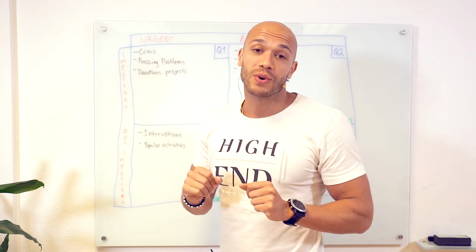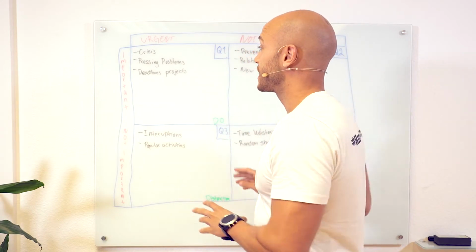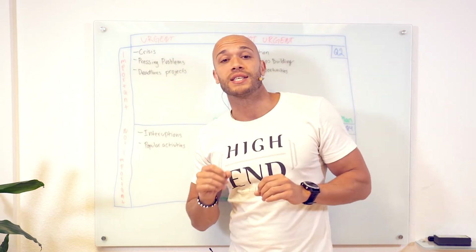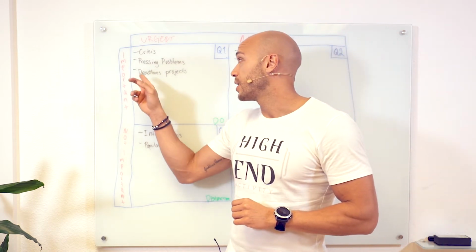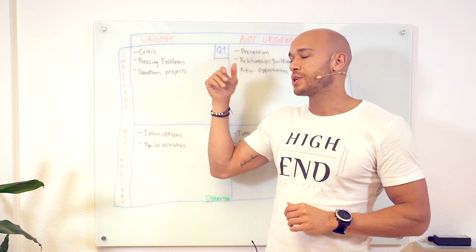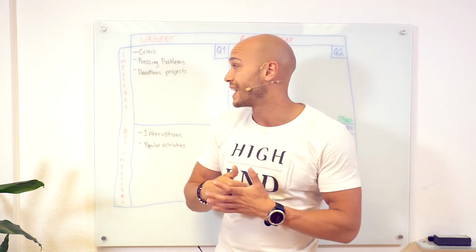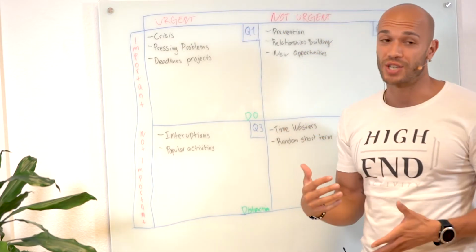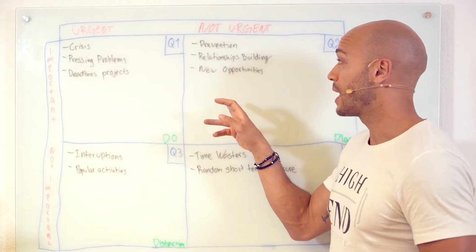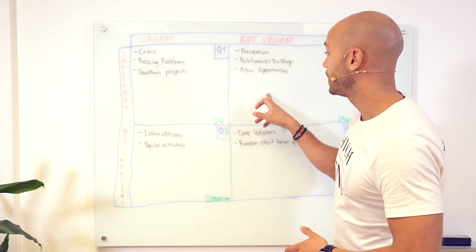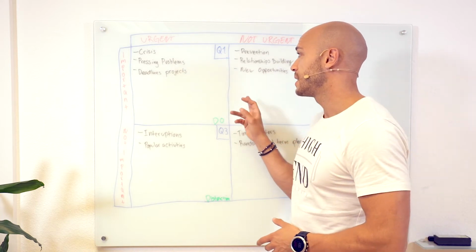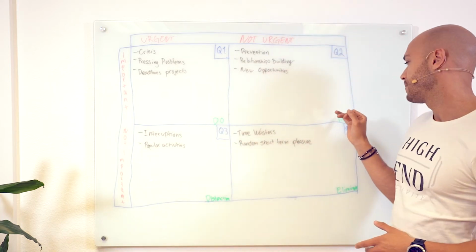And now let's run over them real fast, just so we know what's happening inside of each and every one of them and how we dancers can optimize our day. Urgent and important, quadrant 1, these are crisis, pressing problems and deadlines that are for our projects. In quadrant 2 you have prevention, planning, relationship building, new opportunities, things that you plan.